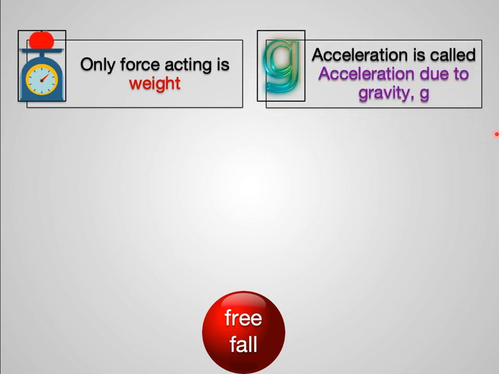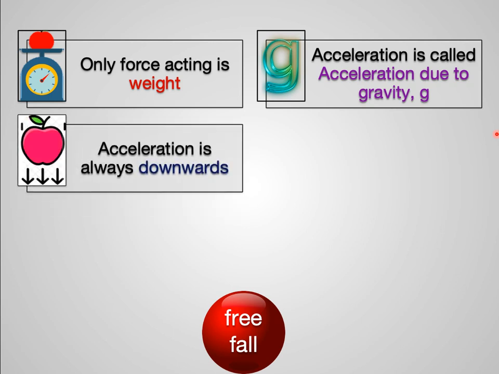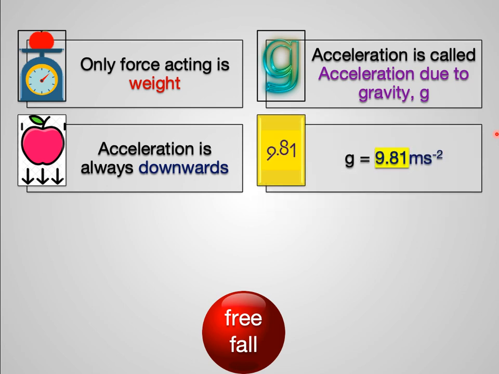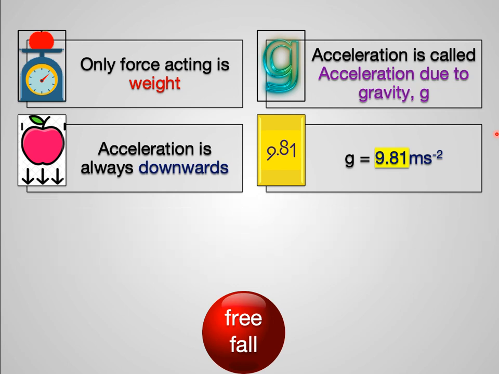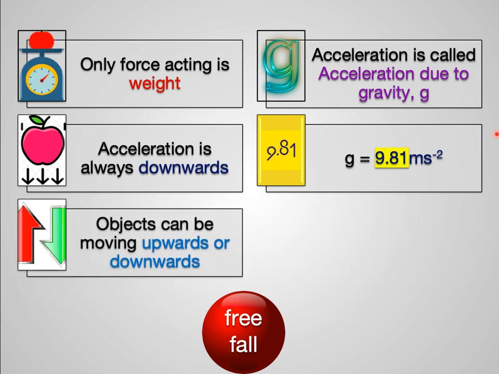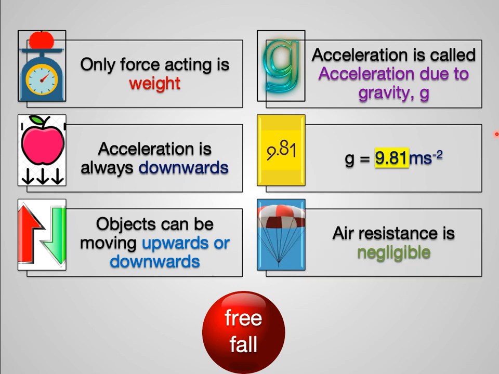As a result, the only acceleration of the body is 9.81, which is called the acceleration due to gravity. And the direction of acceleration is always downwards because the weight is always acting downwards. Objects can be moving upward or downward. In both cases we call free fall if only weight is acting on the body. When you consider free fall, you have to ignore the air resistance because the only force possible is weight.